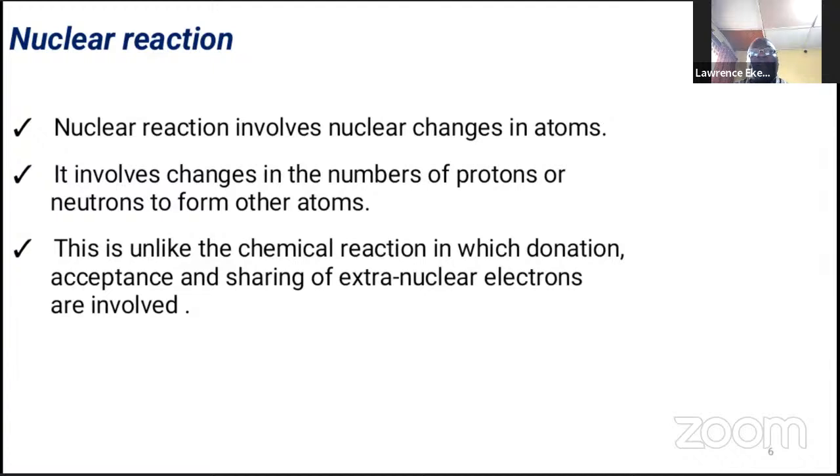And so nuclear reaction involves changes in the number of protons or neutrons that form the nucleus of the atoms. This is unlike what you have in our normal chemical reaction. I've explained that before, that chemical reaction involves either the loss or gain of electrons or the sharing of electrons to form new bonds. So this is basically the major difference between chemical reaction and nuclear reaction. Nuclear reaction involves changes in the protons and neutrons of the nucleus, whereas chemical reaction has to do with the valency electrons of the atom, when they are lost or gained, or shared.